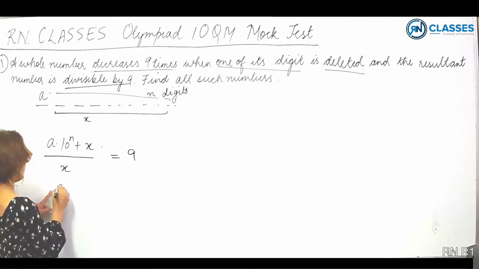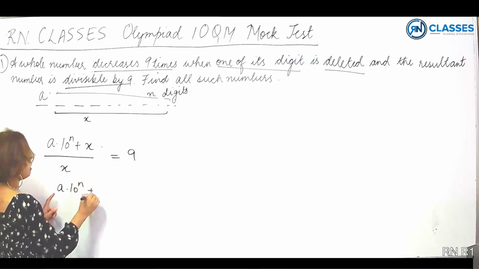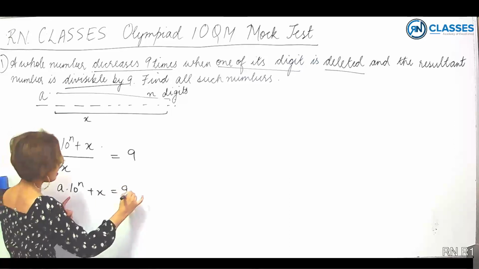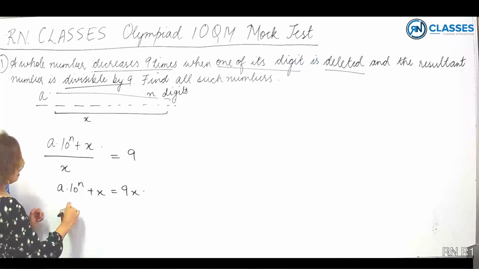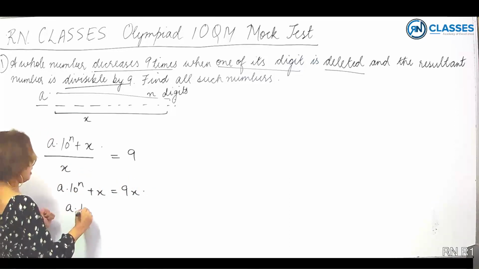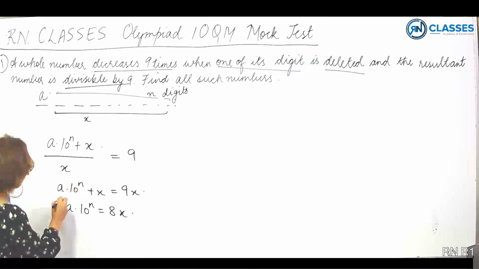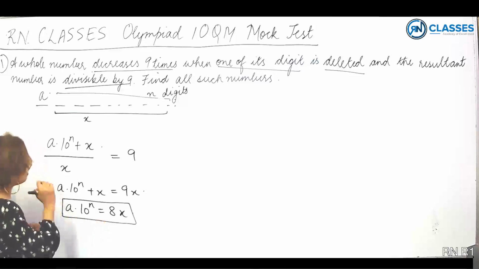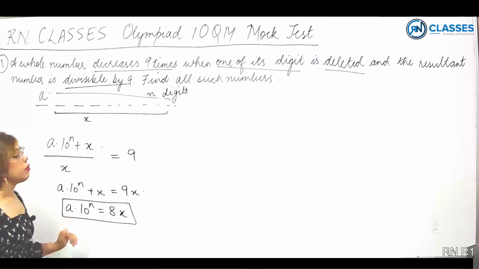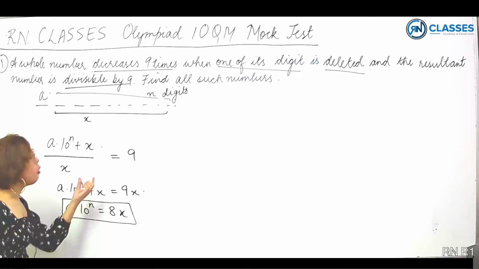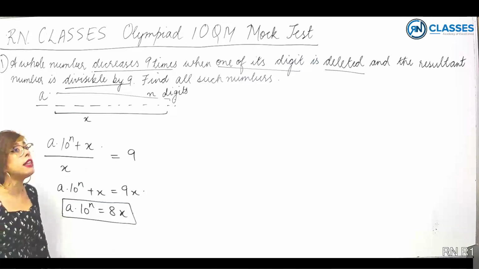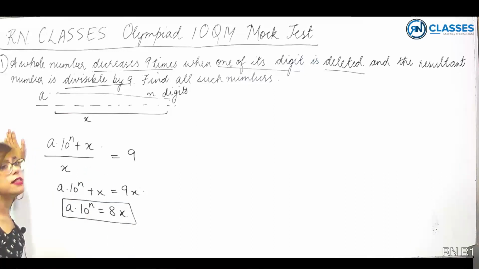Right? Okay. So let's start then. Cross multiply करते हैं. So a into 10 raised to n plus x is equal to 9x. Right? And from here I get a into 10 raised to n is equal to 8x. Right? Okay. We have arrived at this equation. And from here I need to find the value of a, the value of n, and the value of x. 3 variables are there, and just one equation is there.